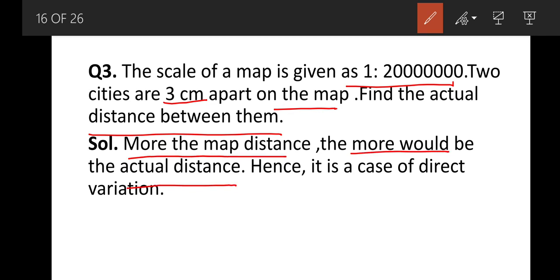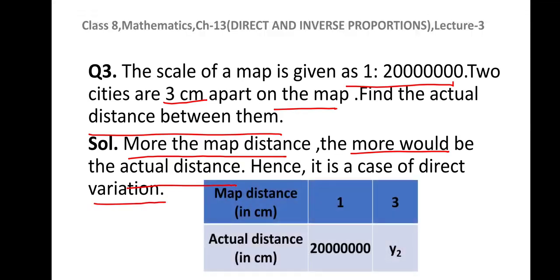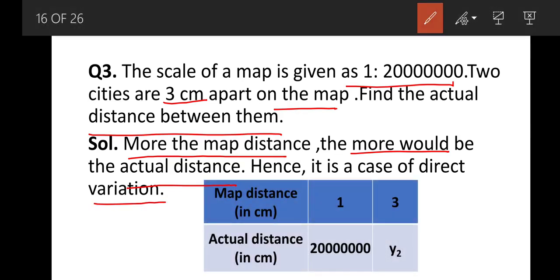Generally, maps are drawn to give an idea of the distance or the idea of the direction also. So the more the map distance, the more would be the actual distance. So it is again a case of direct proportion. Like, I have made the table also. Map distance in centimeters is given to us. Like this is one I have taken. As the distance between the cities on the map is given, I have taken map distance. So this one will represent this map distance.